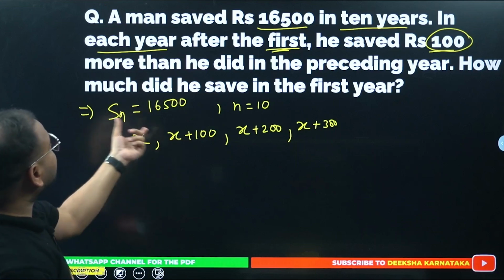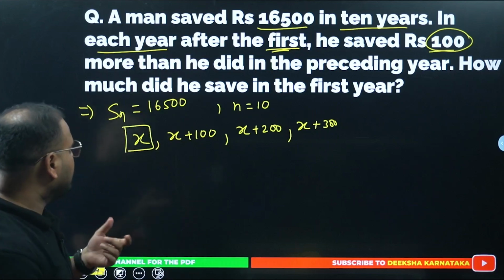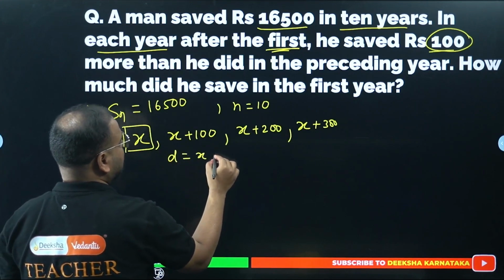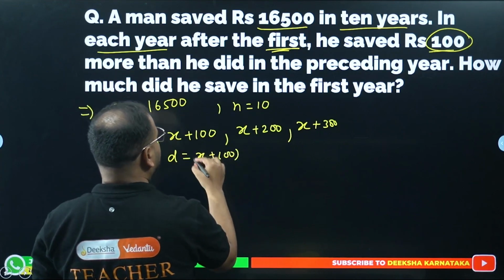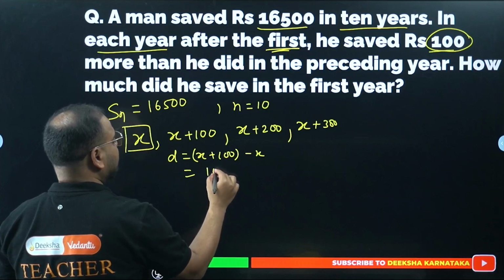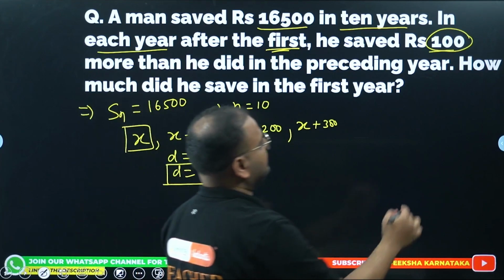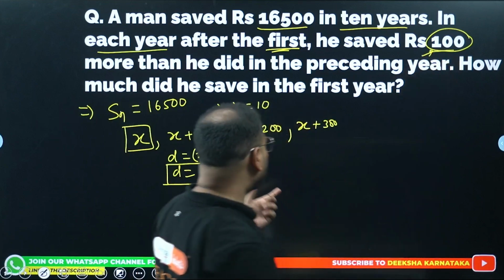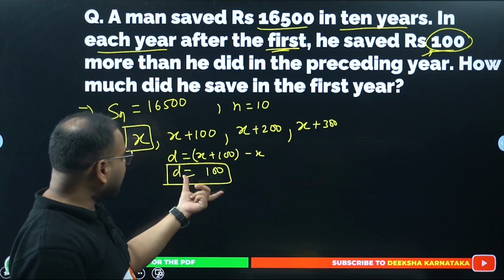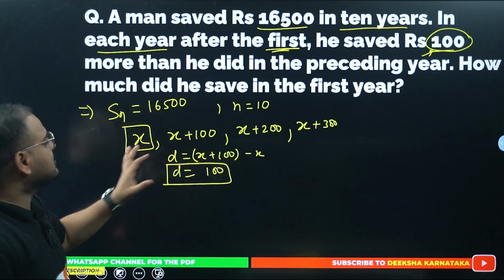Okay. How much did he save in the first year? They're asking you to find this x. All right. Can you find the common difference from here? X plus 100 minus x, because second is this, first is x, so just 100, no? You don't have to do this, you can directly write it from here only. 100 is increased, no? Just to explain this concept to you, that why this 100 is my common difference, I took this question, okay?